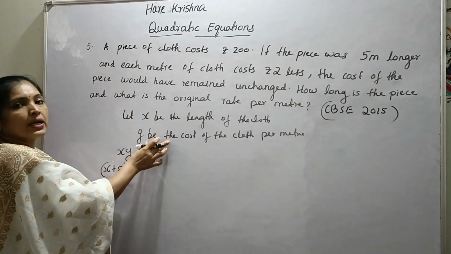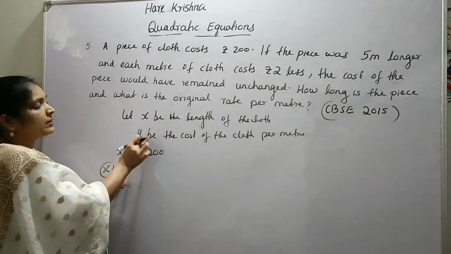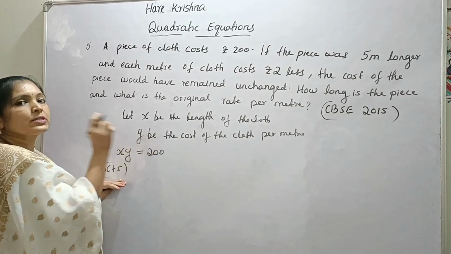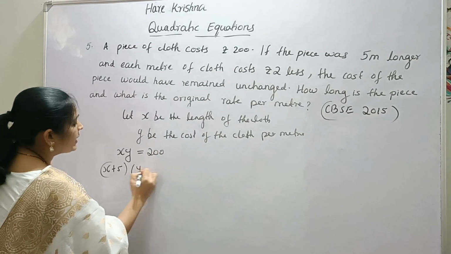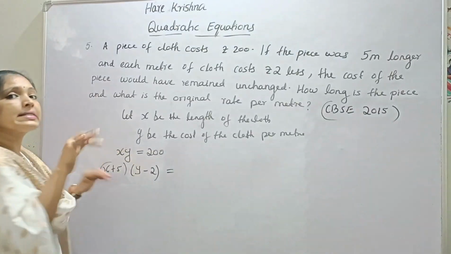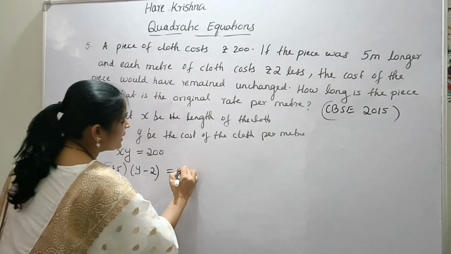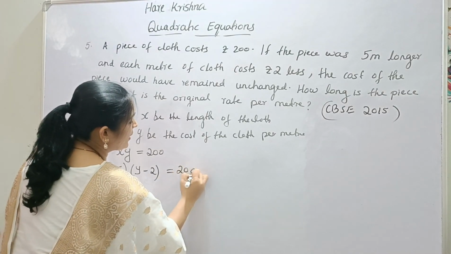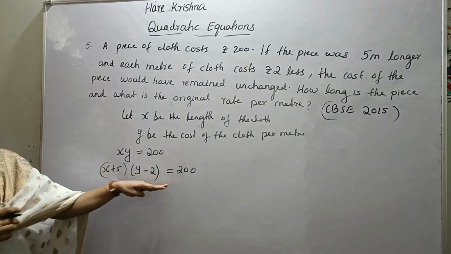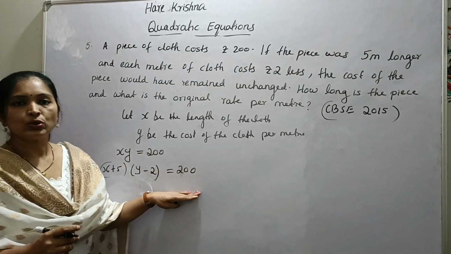Actually, what is the rate per meter? The rate of the cloth per meter is rupees y. Rupees 2 less means y minus 2. Then for the same amount, that is rupees 200, length into cost is equal to 200.